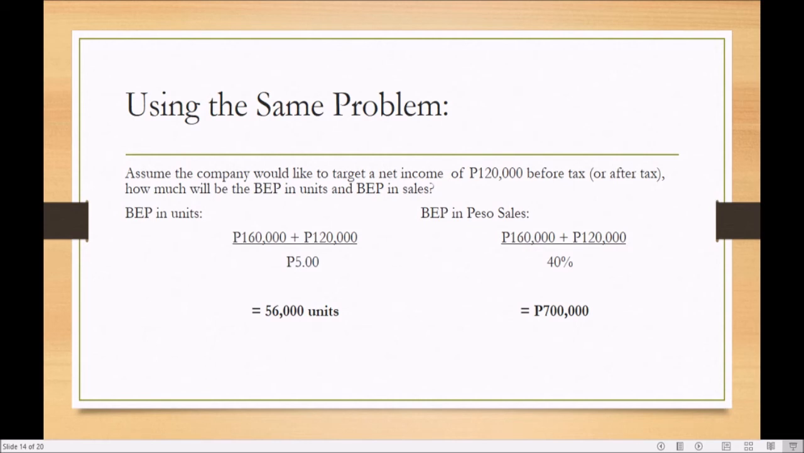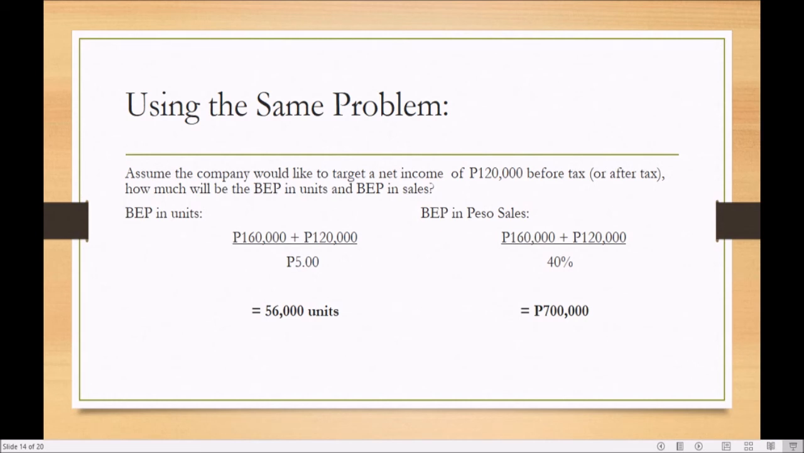Ibig sabihin, hindi na po to break-even point kasi hindi naman to masisira. The number of units to achieve the 120,000 before tax net income must be 56,000 units. Ibig sabihin po nun, we need to sell 56,000 units to achieve the 120,000 pesos before tax.